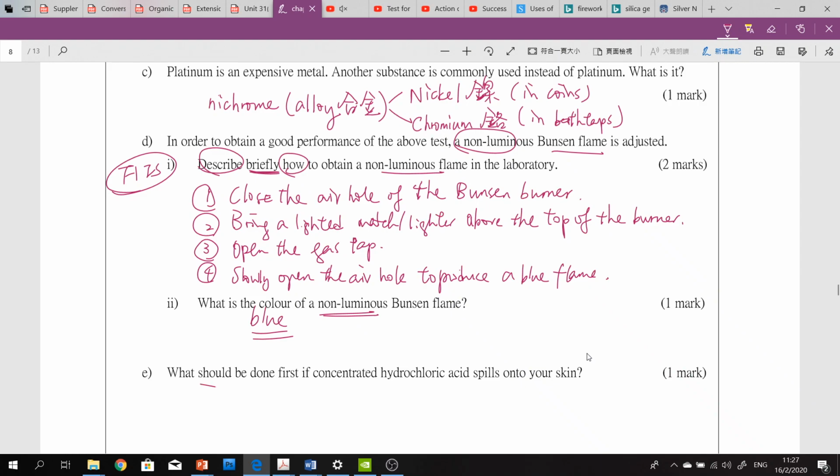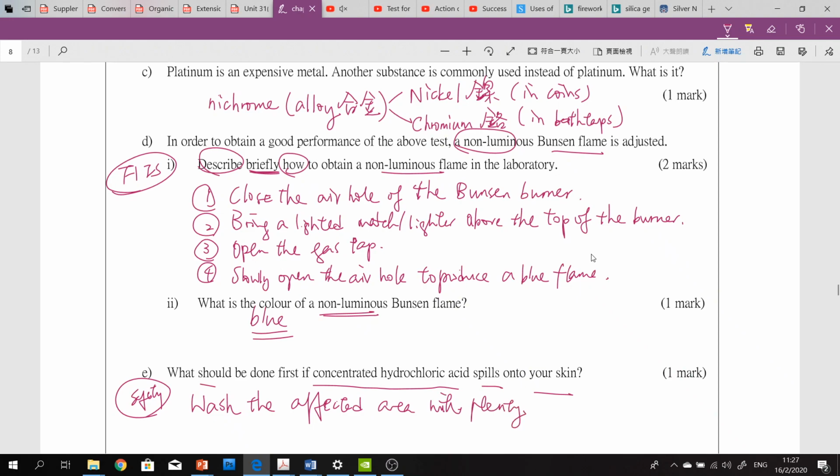So what will be done first if concentrated hydrochloric acid is accidentally spilled onto the skin? This is something about lab safety. You are going to wash the affected area, your skin, with plenty of running water. So this is about safety.